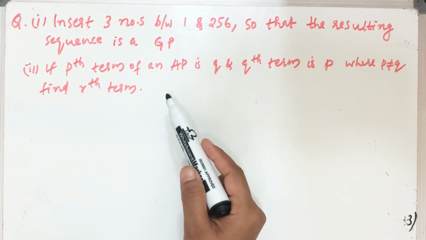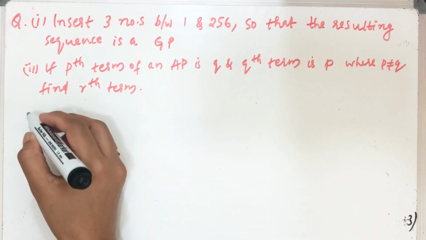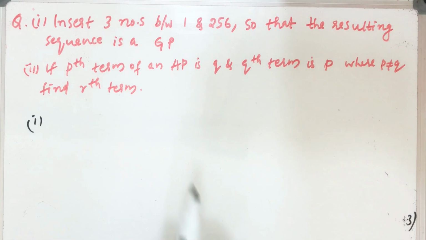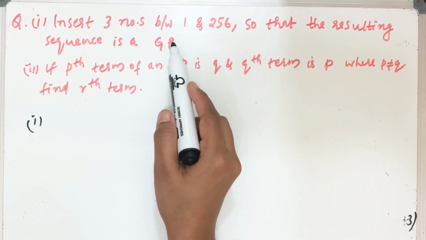These two questions I have already discussed in the previous videos. Okay, anyway we can see. First one, we have to insert three numbers between 1 and 256 to form a GP.